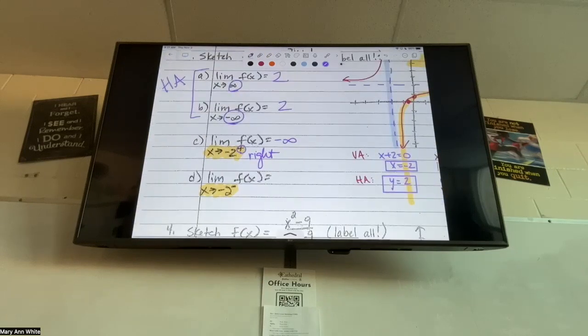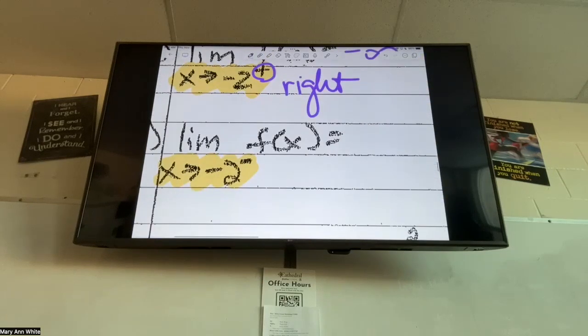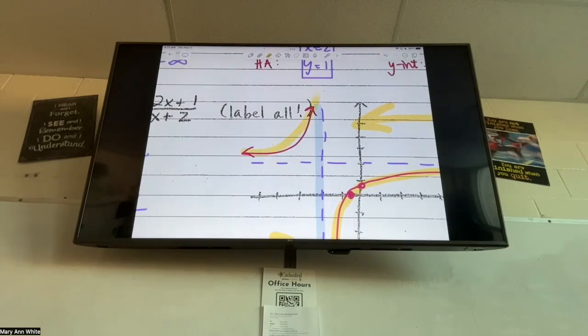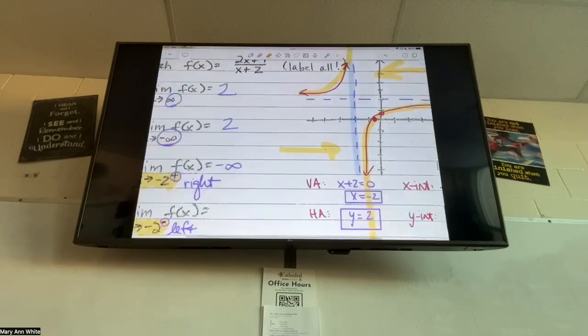And then similarly, we're now going to do it with the negative, and the negative means we're coming from which side? Left side. So same idea, come from the left. And it's approaching what? Positive infinity.